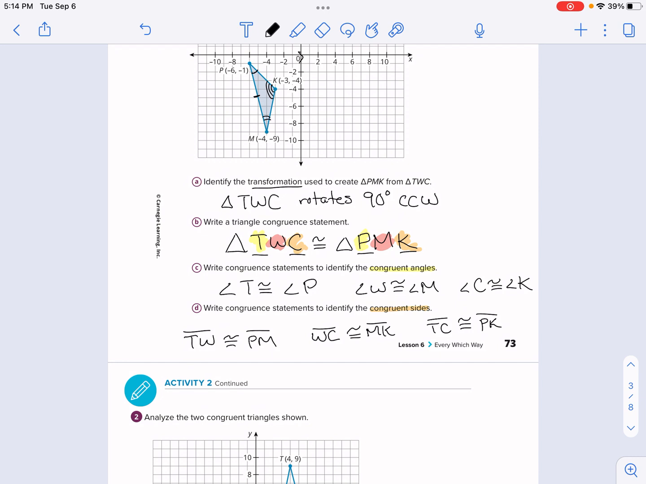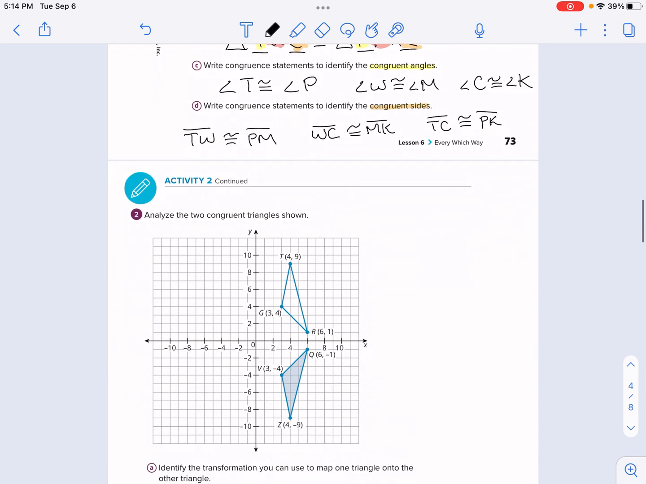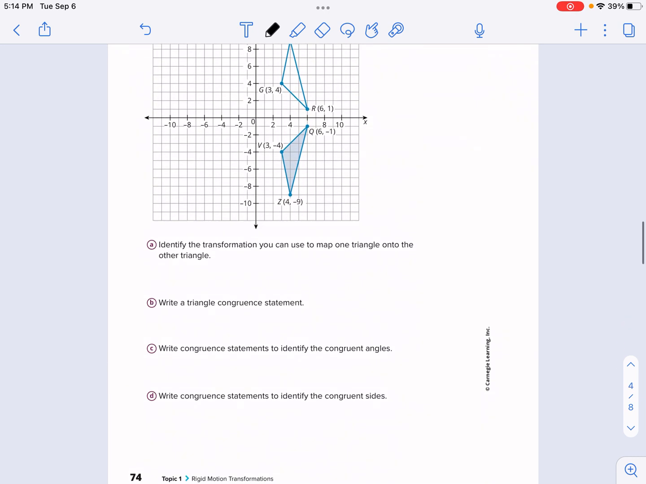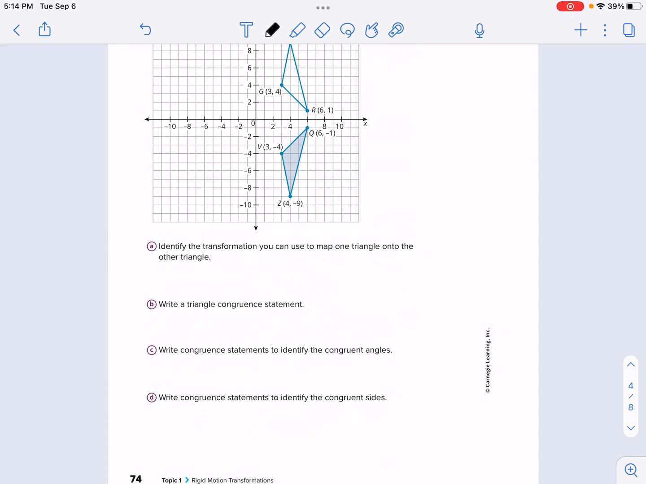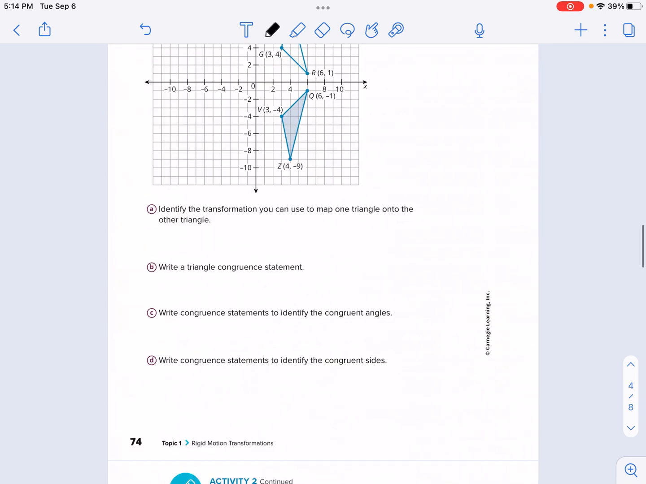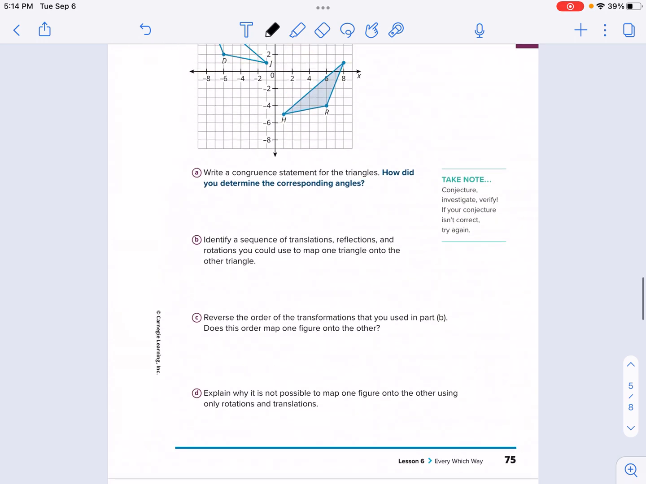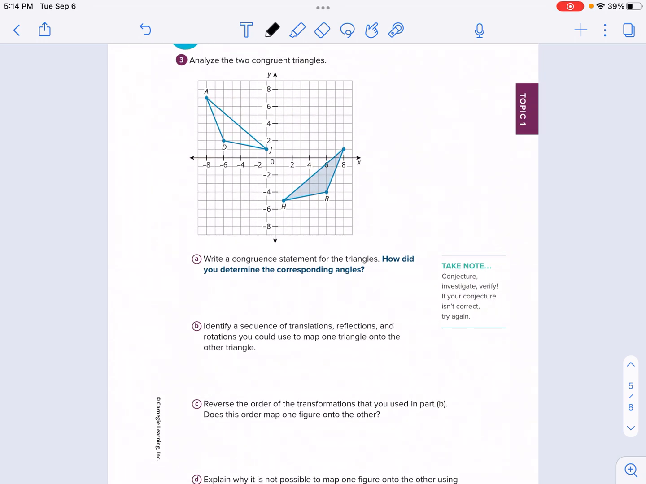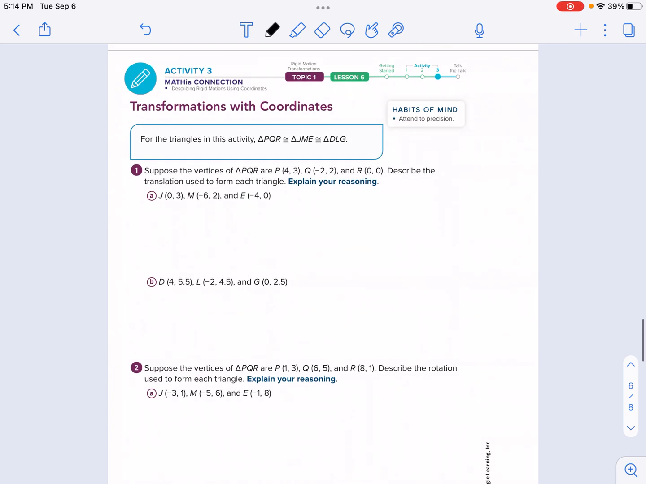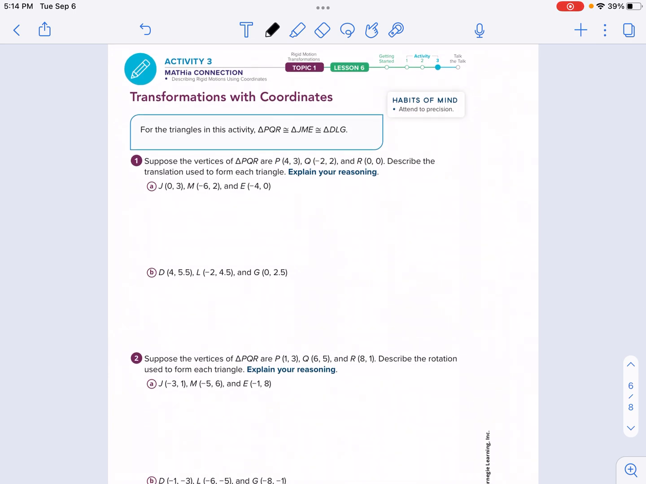All right, good. On the next page, page 74, it's exactly the same thing, just with a different transformation. This is a reflection. If you go to page 75, that is a rotation. It looks like also a translation. We're going to move on to activity 3, and we're going to do 3 problems on activity 3. Go to talk the talk and call it a day.